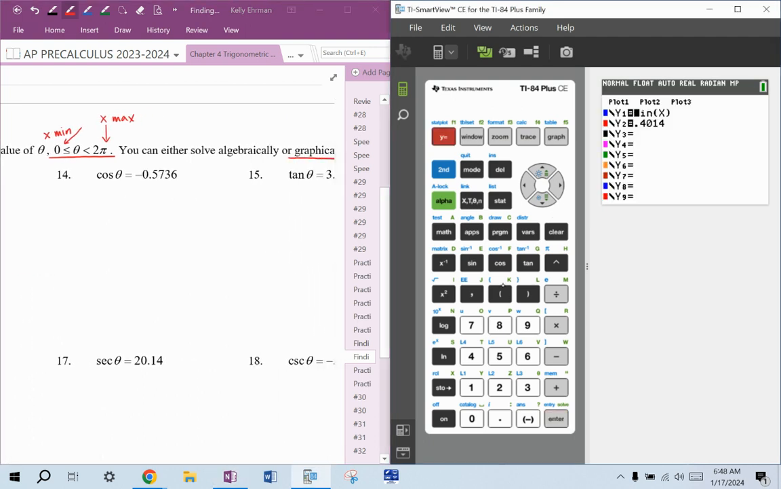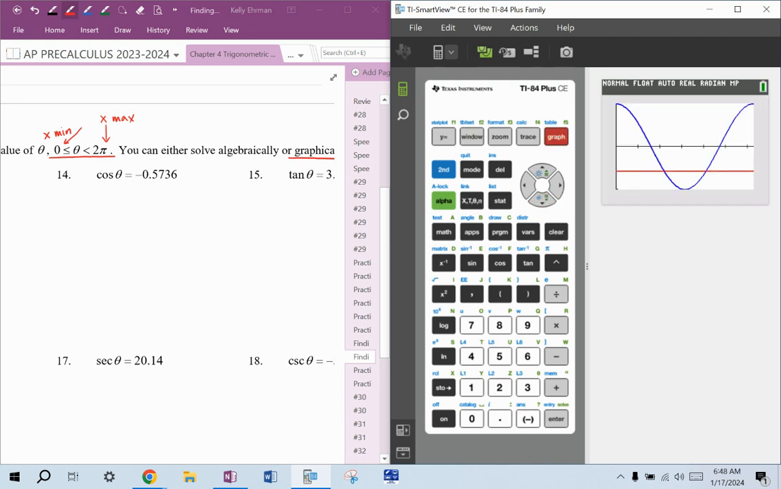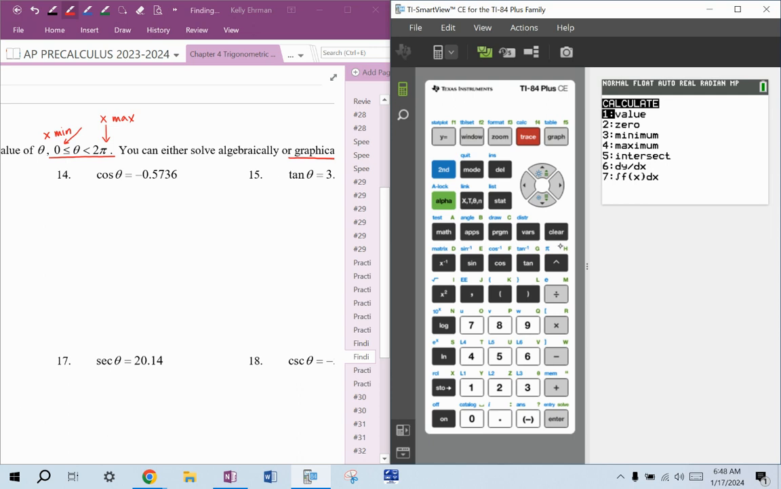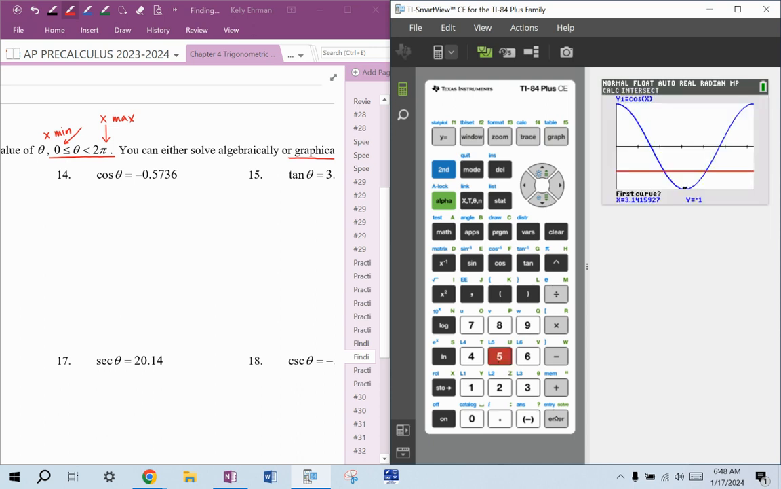Next one, I'm just going to change this out. Cosine of x and negative 0.5736. I do need a window adjustment then, so my window should be, maybe instead of 0 to 1, I'll go negative 1 to 1, because that's going to capture my 2 points there. A little preview for what a cosine graph looks like. That's what we're doing after we have this test. We'll be graphing these functions.